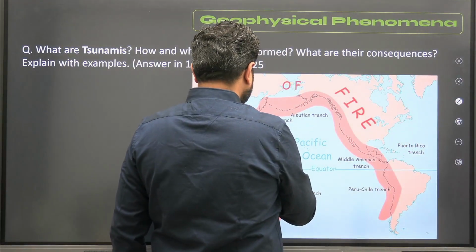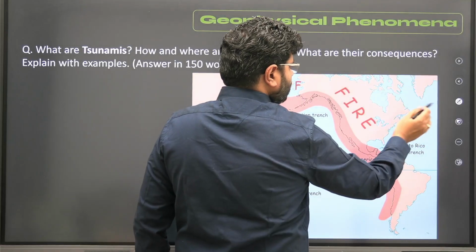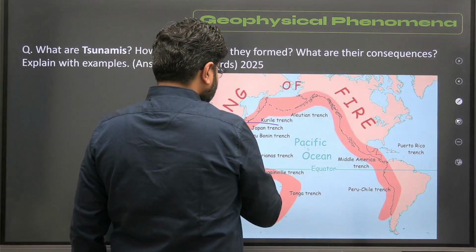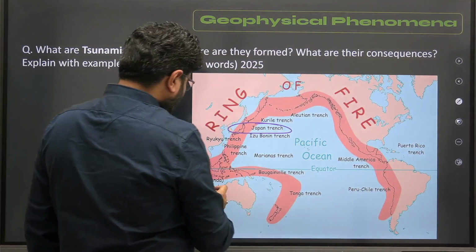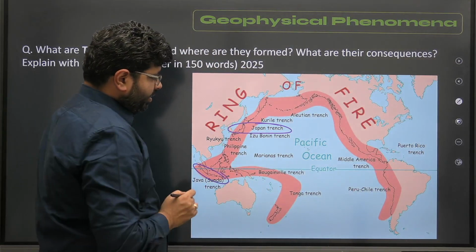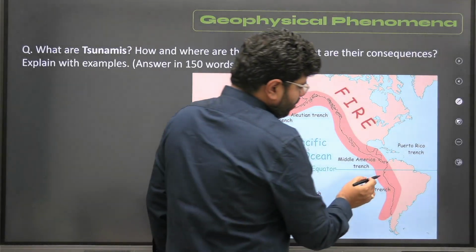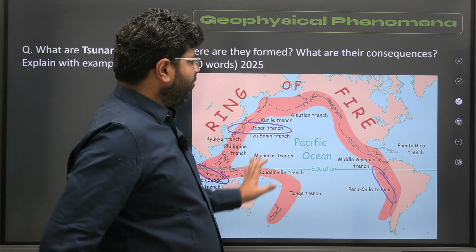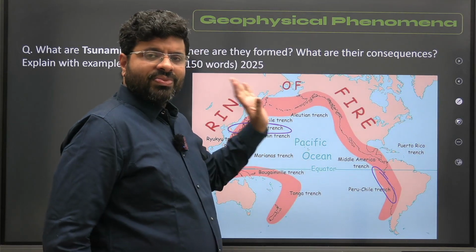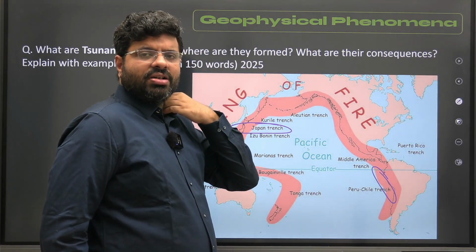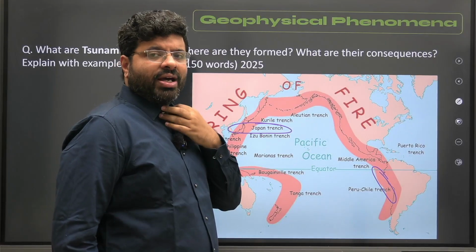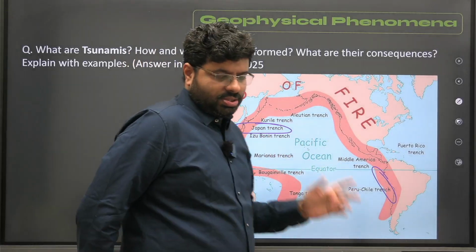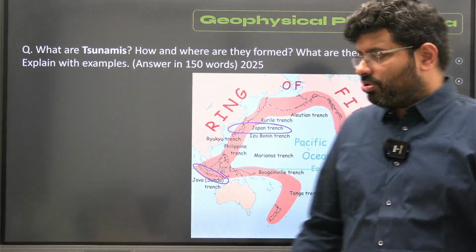So you can talk about the Japan trench here. You can talk about the Indonesian stretch, another important region. You can talk about the Chile-Peru region, one such stretch where you will find a huge amount of earthquakes, which is leading to the aspect. So the Pacific Ring of Fire is a major area of such tsunamis. How else are they formed? Undersea volcanoes.